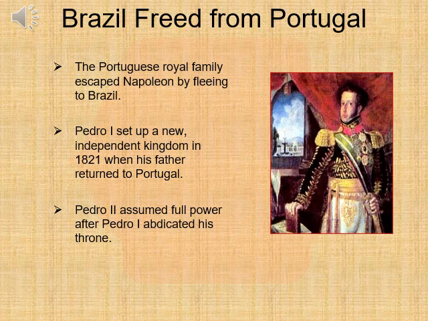And South America's largest country, Brazil, was finally able to free themselves from Portuguese control. During the Napoleonic Wars, the Portuguese royal family escaped Napoleon by fleeing Portugal and coming to Brazil. Royal leader Pedro I set up a new independent kingdom in Brazil in 1821 when his father returned to Europe. And Pedro II assumed full power after Pedro I abdicated his throne. This officially severed ties between Portugal and Brazil as a colonial power, and Brazil was independent of its former colonial leader.